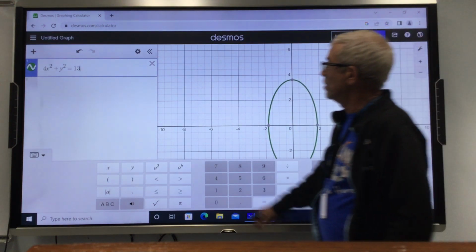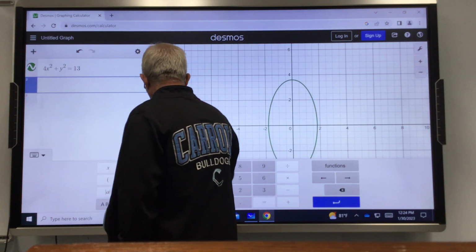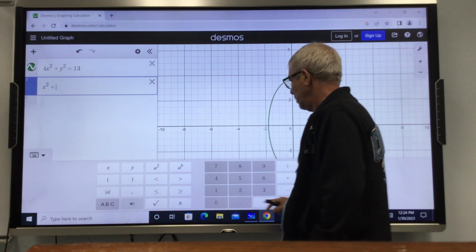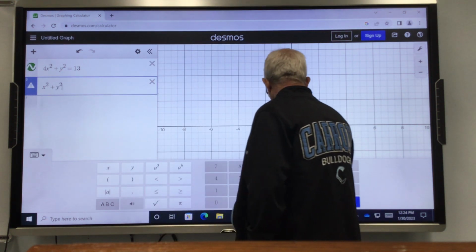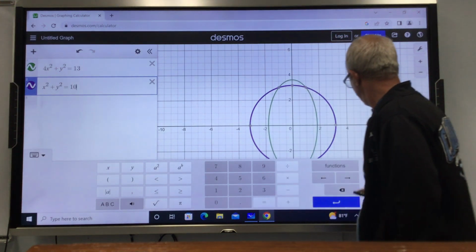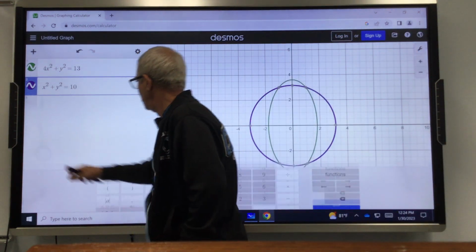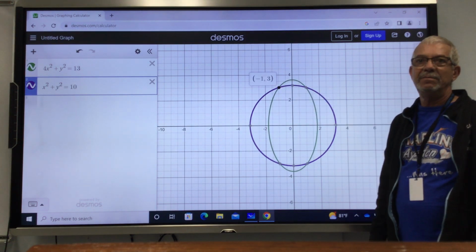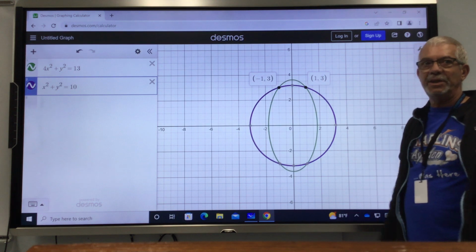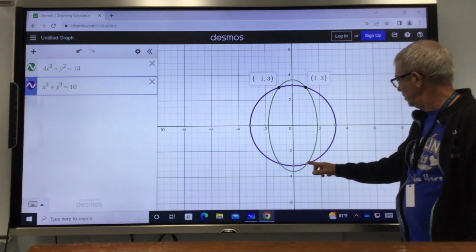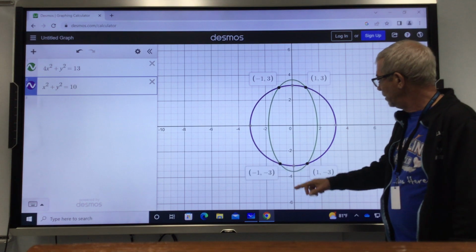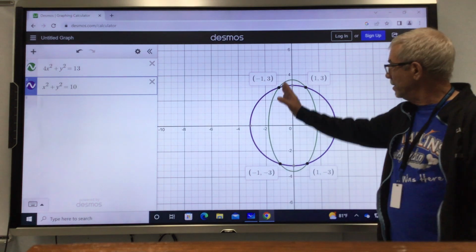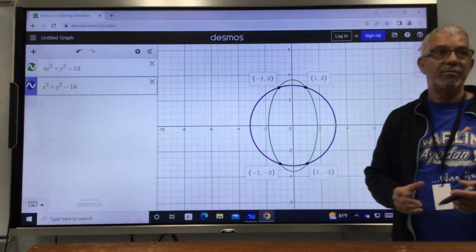Then let's see the second. What is the second? x squared plus y squared equal 10. Look the intersection points. Negative 1, 3. 1, 3. You see the whole solution? 1, negative 3, and negative 1, negative 3. Those are the four possible solutions that we have, the intersections between the two graphs.